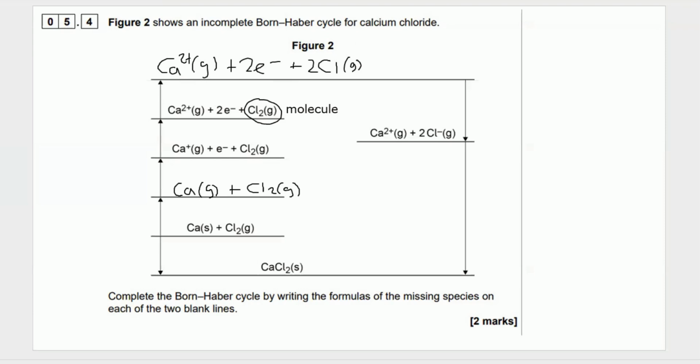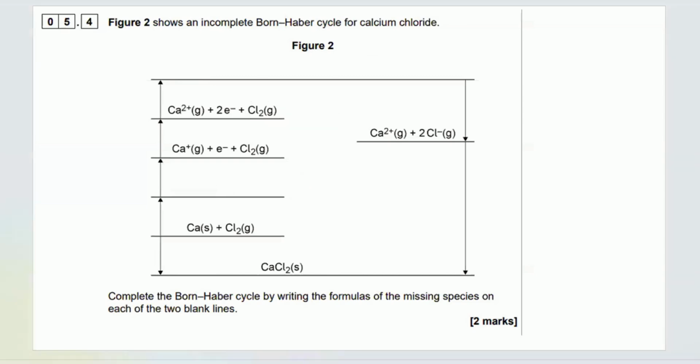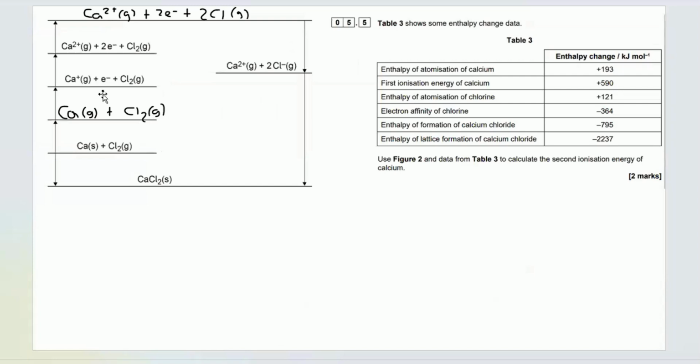That happens in the next stage as you go down on the right, and that's called the electron affinity of chlorine. Those chlorine atoms gain electrons to become chloride ions. All right, that'll get you your 2 lovely marks. Let's move on to the next question.